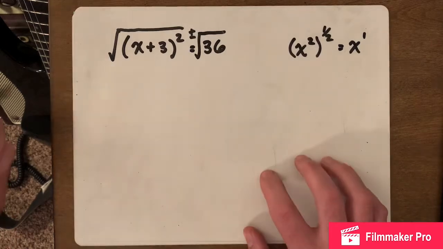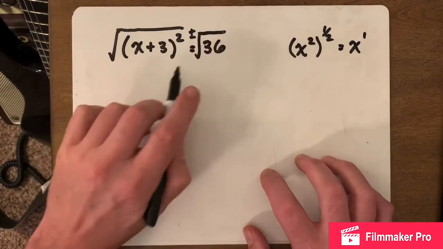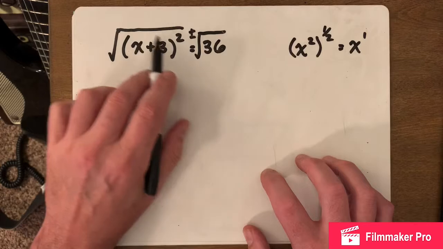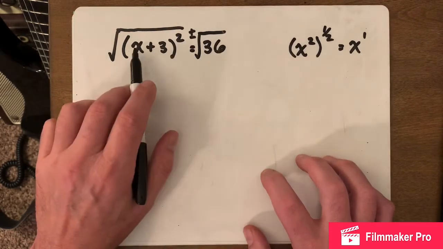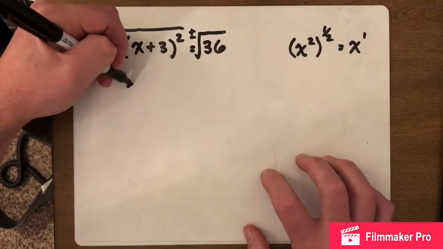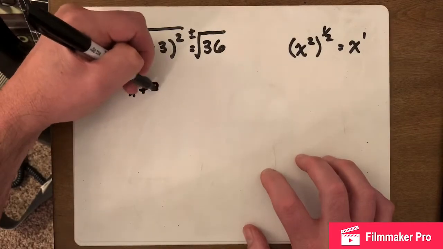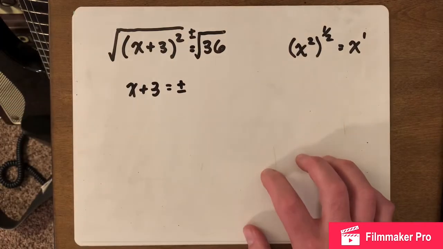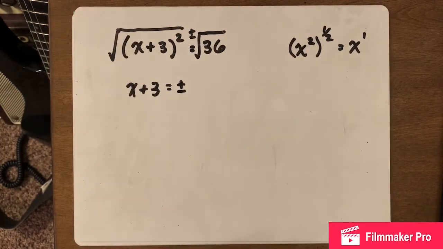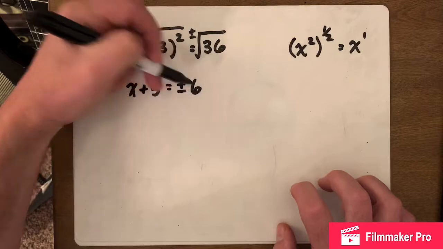Okay, so back to our problem. When you have a square and a square root, they cancel each other out, and really the technical term for that is inverses. The x plus 3 just pops out. Really nice for us. Equals plus or minus, and then you have the square root of 36. Well, the square root of 36 is just 6, right?